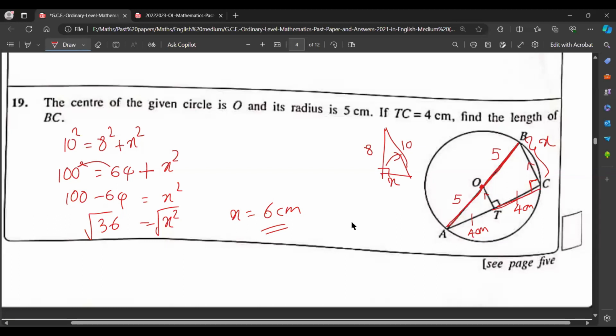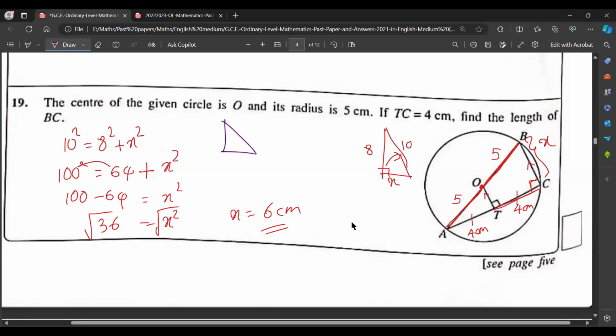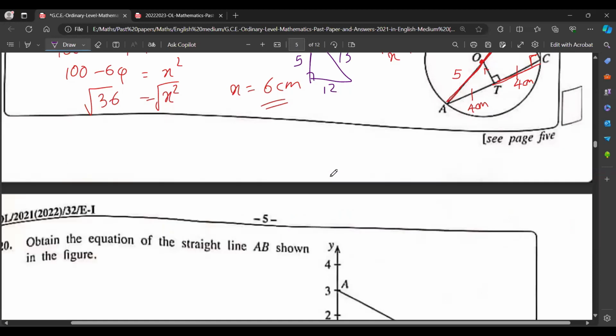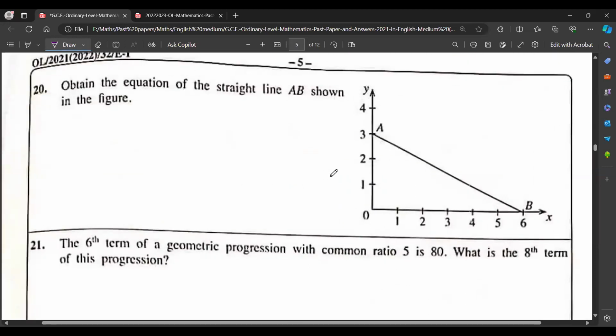This is a Pythagoras triangle. What are the 3 main Pythagoras triangles? One is 3, 4 and 5. Next one is 6, 8 and 10. Otherwise, the other one is 5, 12 and 13. These three they ask regularly, okay? I believe they ask only these three. They ask this one again and again, sure, okay?